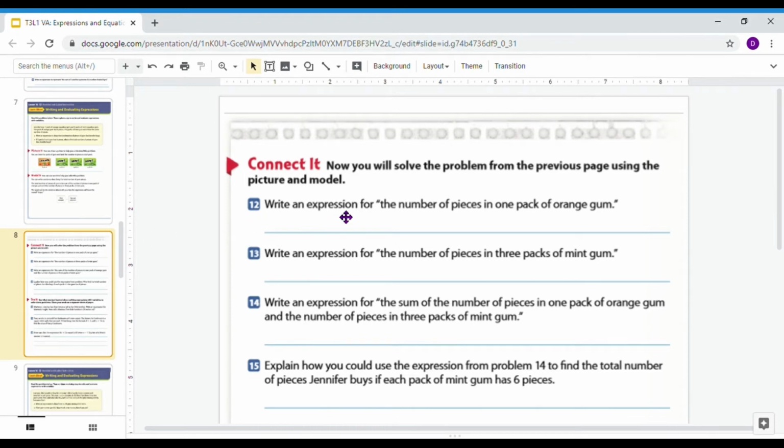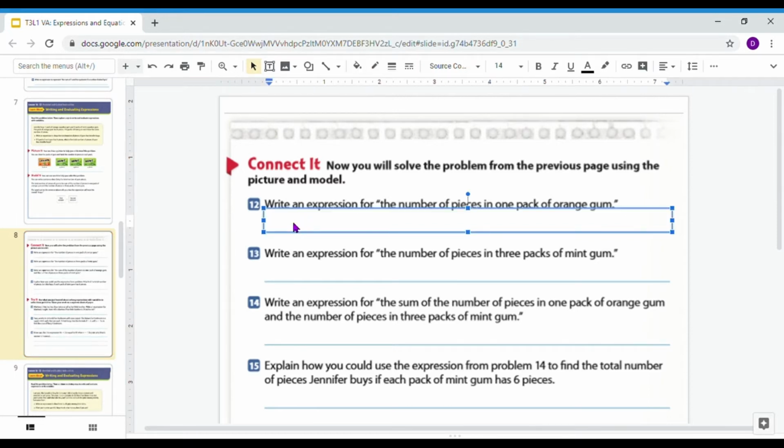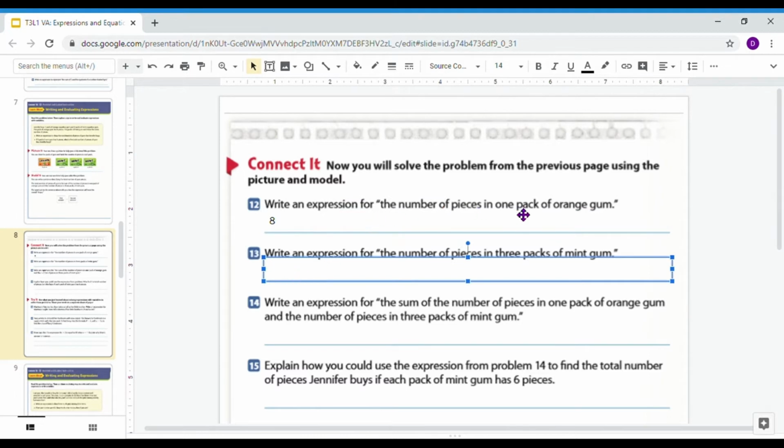Write an expression for the number of pieces in 1 pack of orange gum. So this is probably a little confusing. You're like, okay, I know that there's 8 pieces of gum in that orange pack. How can I write an expression? Ready, done. All you need to do is write down the number 8. How many pieces are in 1 pack of orange gum? 8. Very easy.